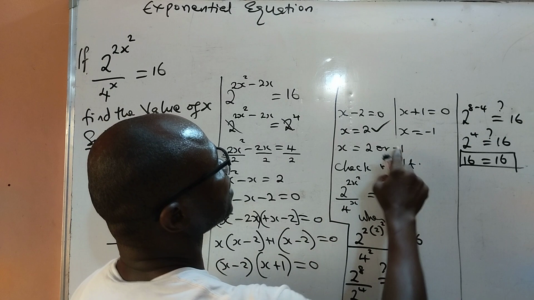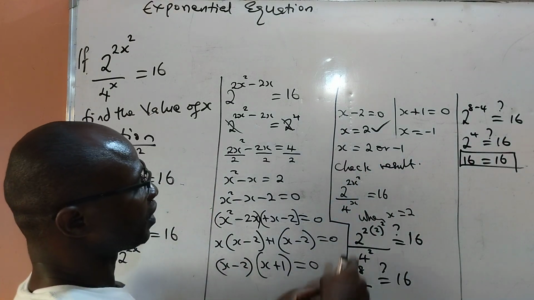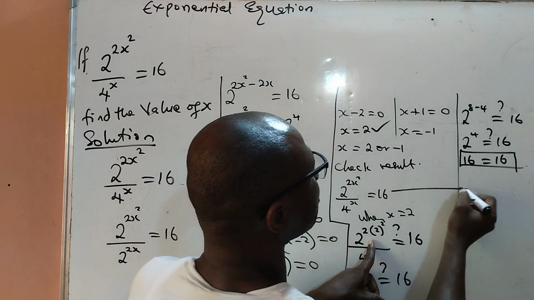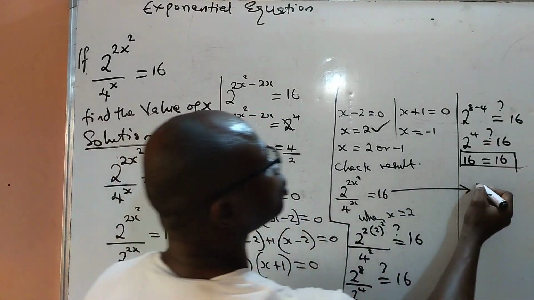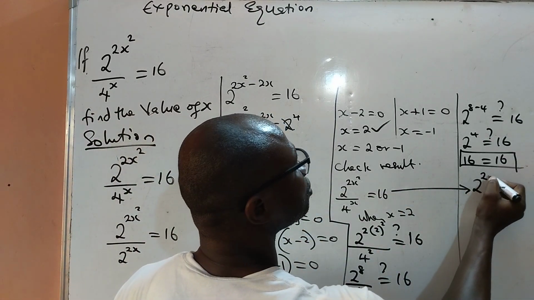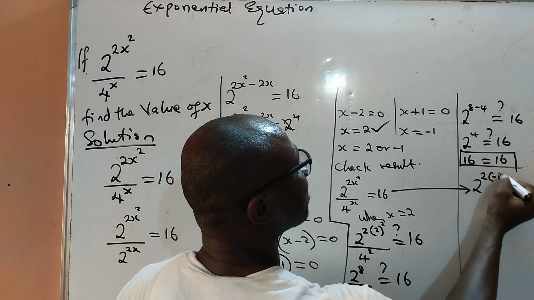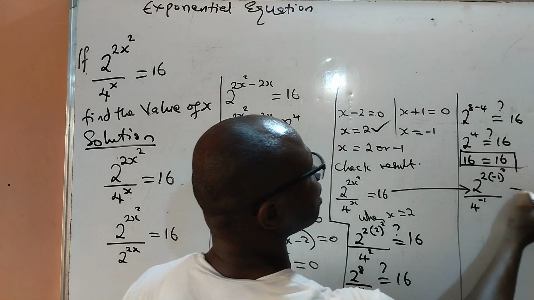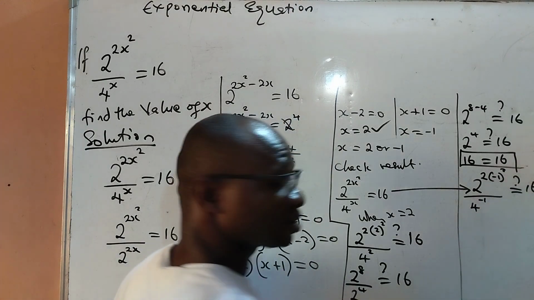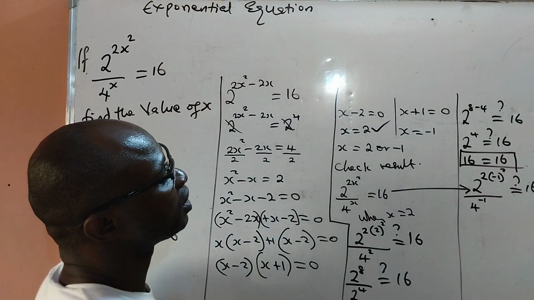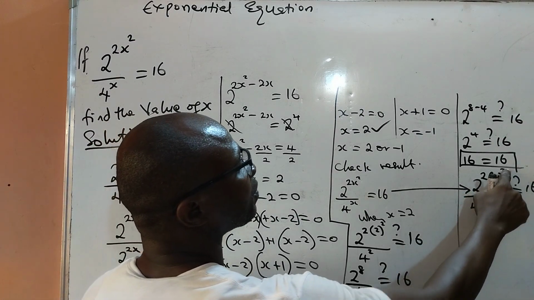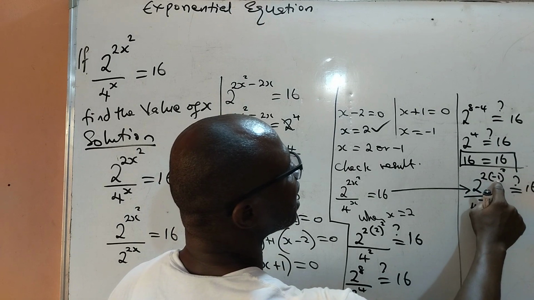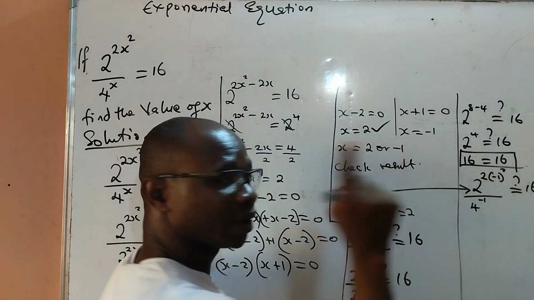Now, when x is equal to minus 1, from here we will now have that 2 raised to power 2, then multiply by minus 1 raised to power 2, divided by 4 raised to power minus 1. Will this be equal to 16? That is what we want to find out. But minus 1 raised to power 2 will give us plus 1. And the 2 times 1 will give us 2.